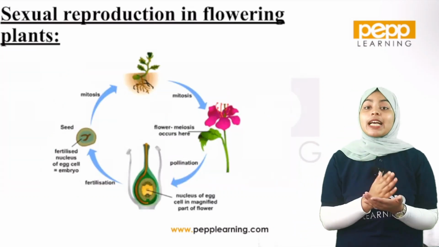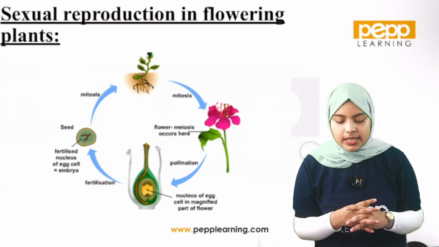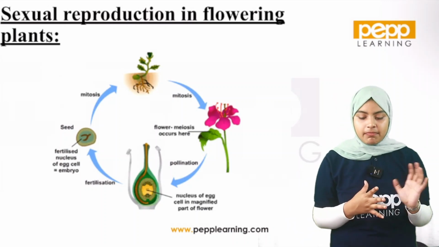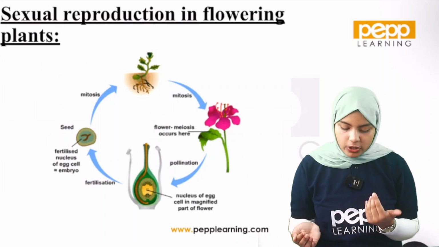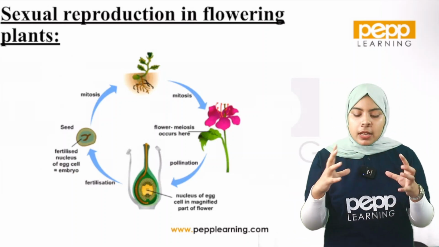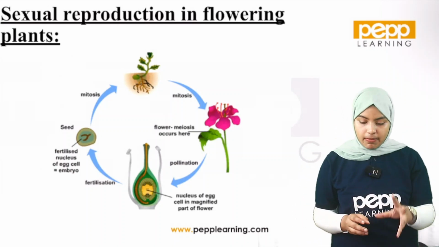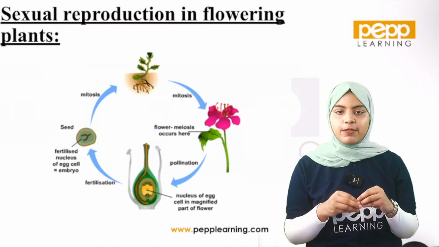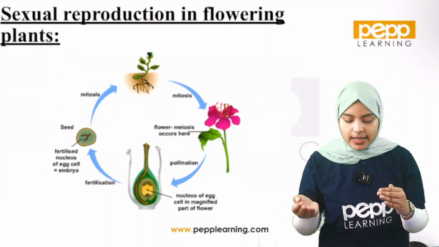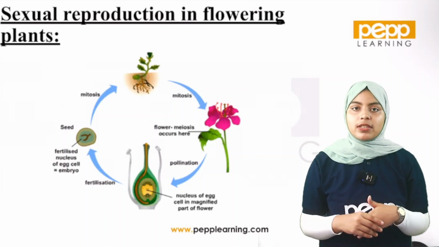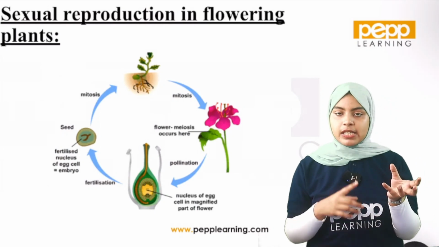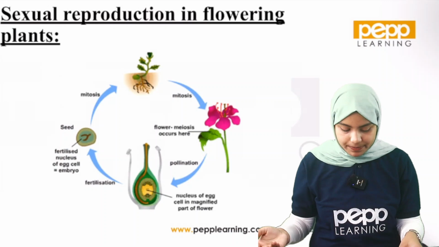Now sexual reproduction in flowering plants. In flowering plants, it is a little different compared to asexual reproduction. First we need mitosis, then they go for pollination, then there is fertilization, then again there is mitosis. The cycle repeats. Mitosis is there, then again pollination, then fertilization, then the fertilized egg or nucleus of the egg cell of an embryo, then it becomes a seed, then again it becomes a plant.